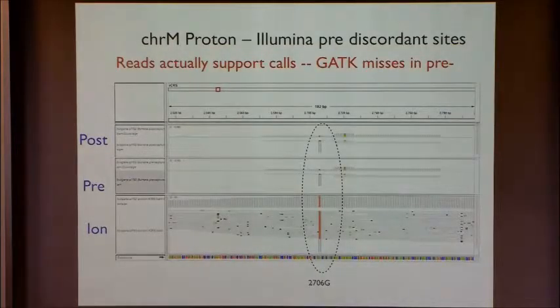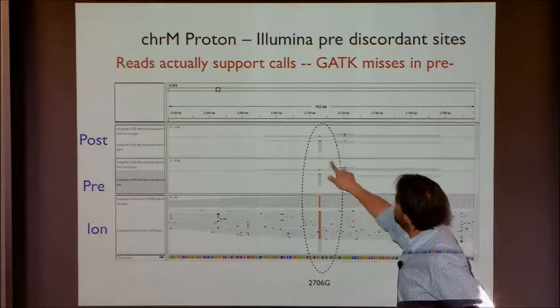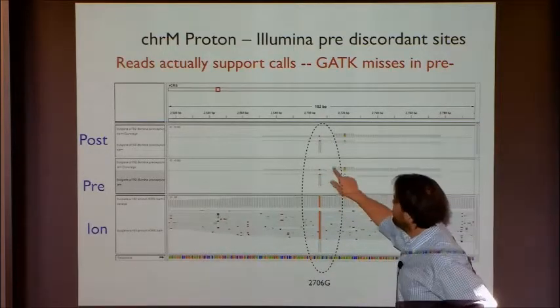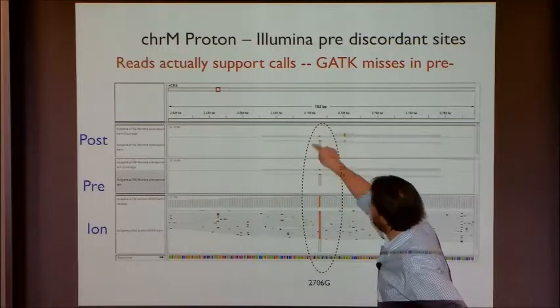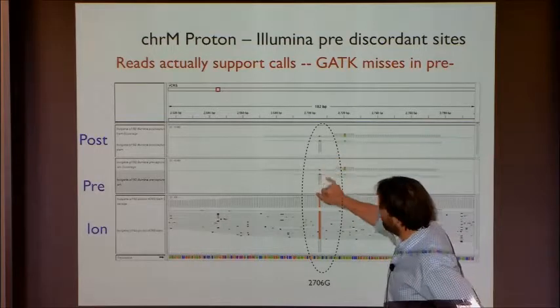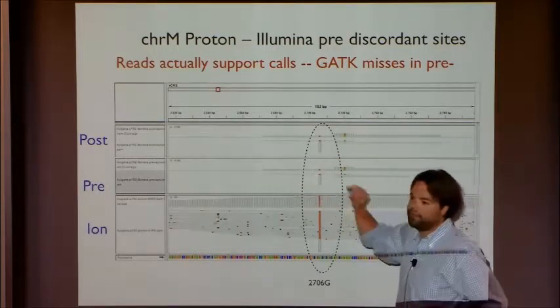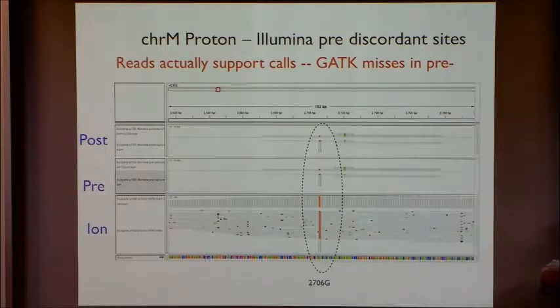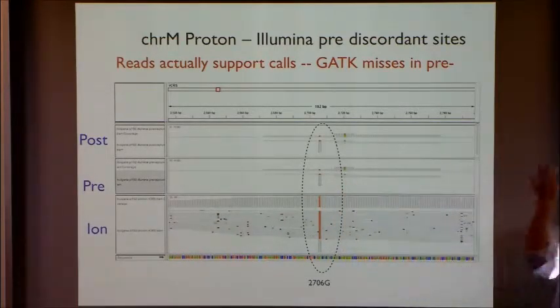Okay, so here are 2 examples. Here's the ION data, here's the pre-capture data that doesn't get called by GATK, here's the post-capture data that does call it, and it turns out the only difference between these 2 is the quality score that gets assigned by GATK in this pre-capture instance, right? So this is a false negative. It should have gotten called, but it just didn't get called in this particular instance. And the other one is the same scenario.